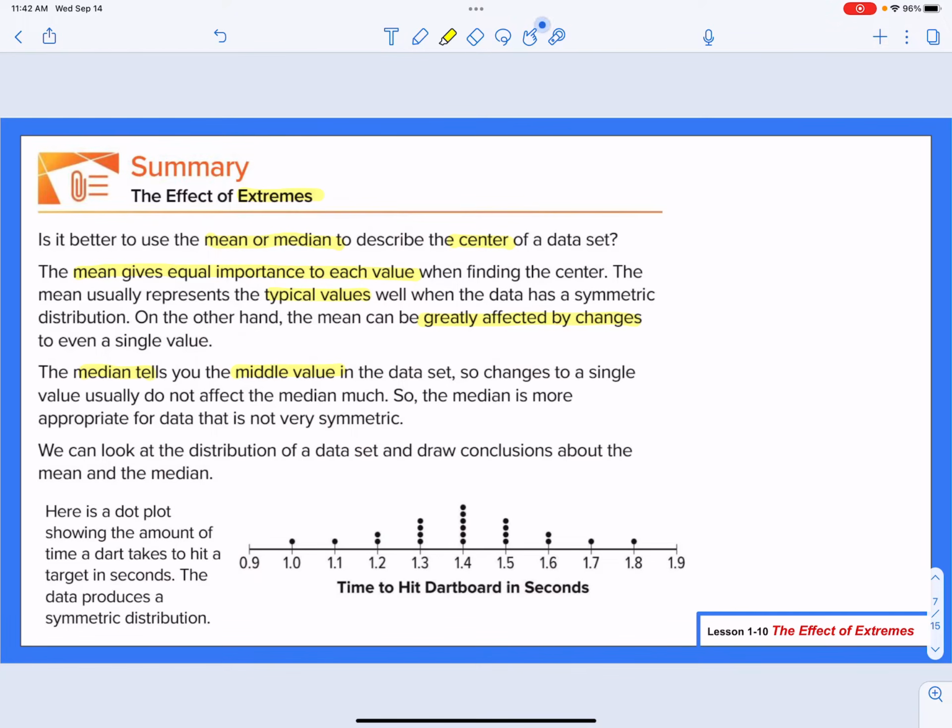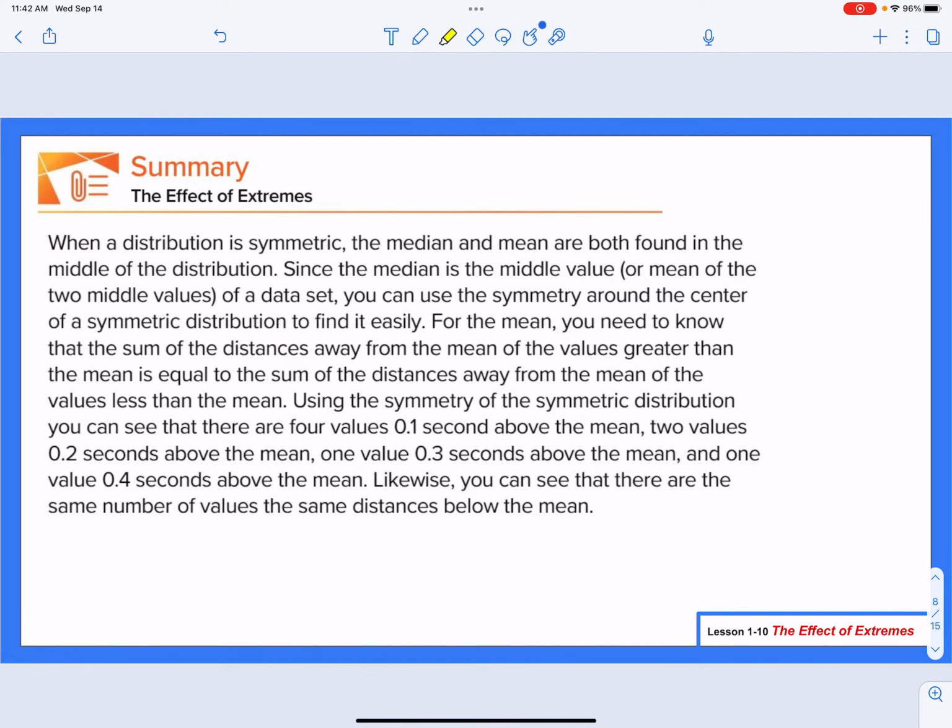The data produces a symmetric distribution. Because that's symmetric and it's just going to curve up and down and up, we could say that the mean is going to be very consistent here. It's going to be great. The middle's going to work. It's symmetric. The mean's going to give you a great answer. You could do the median here as well. It would work just the same. So when it's symmetric, they're both found in the middle, okay?